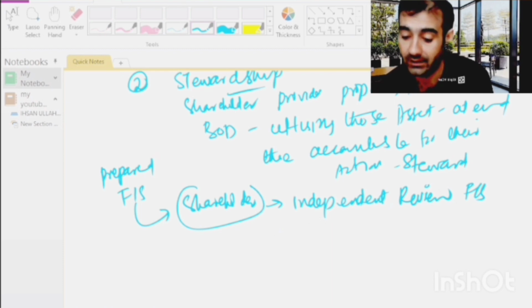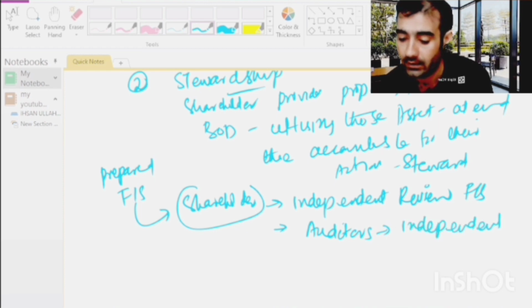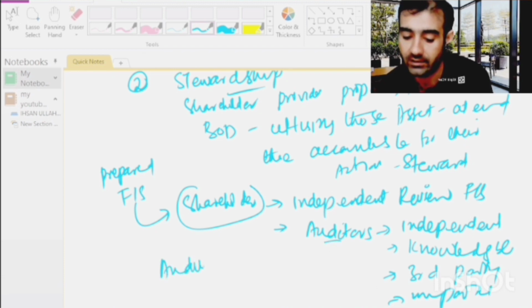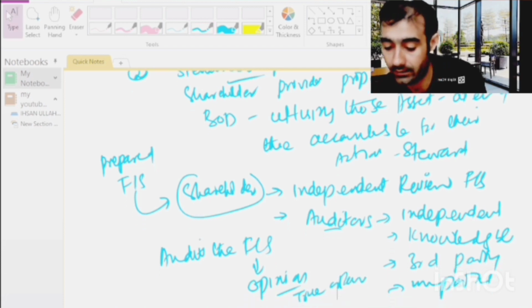So for that purpose they need independent reviews, and for that independent review they hire a person called an auditor, who is independent, knowledgeable, a third party, and impartial. These auditors audit the financial statements, and at the end they give an opinion on whether the financial statements give a true and fair view. Okay, this is the concept we have already discussed.